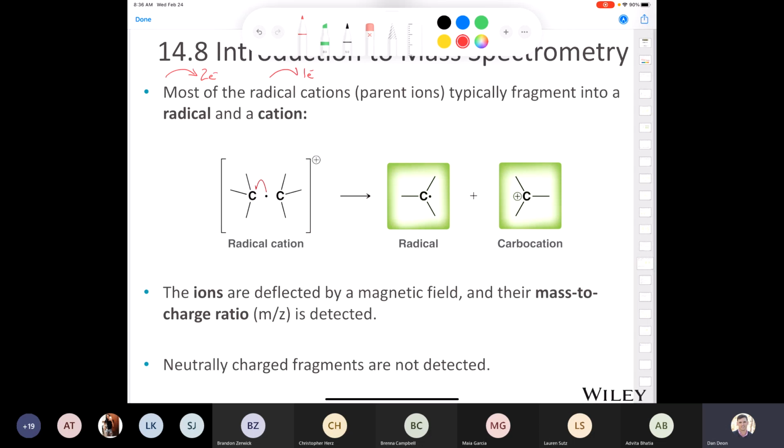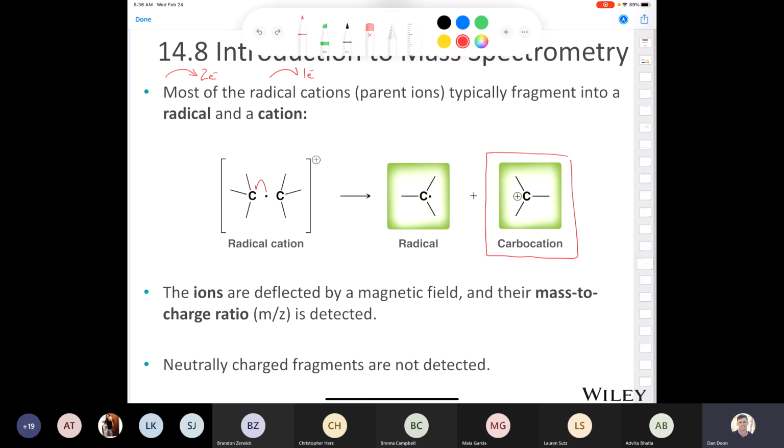We get a radical here and a carbocation. We are not going to detect the radical in our mass spectrum, are we? However, we are going to detect the carbocation. Why? Because it's got a charge, right? And I said that we only detect ions in our mass spectrum. Why? Because when you take the fragments that are ionized and put them through a magnetic field, they're going to be deflected by that magnetic field, okay?